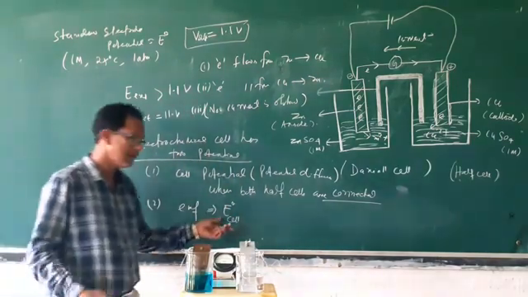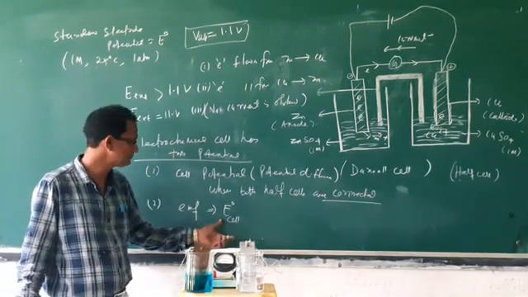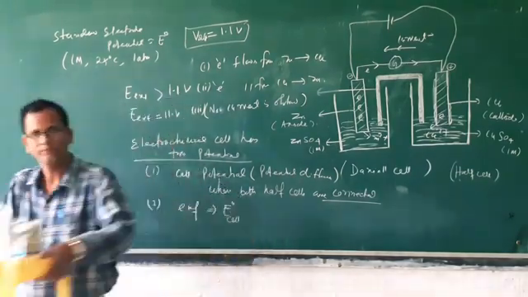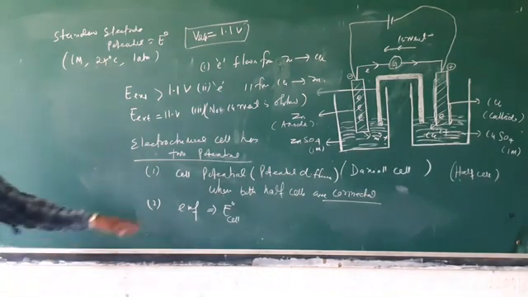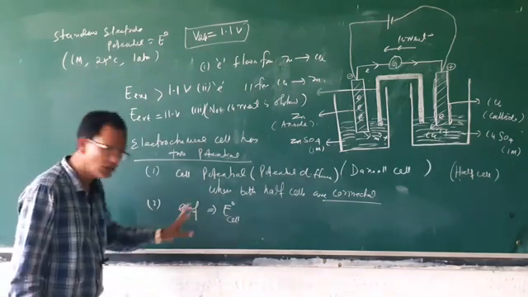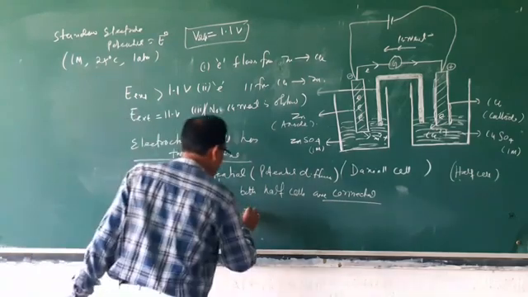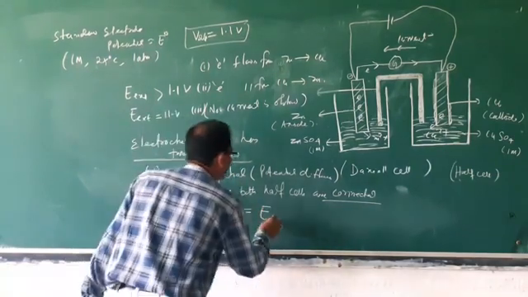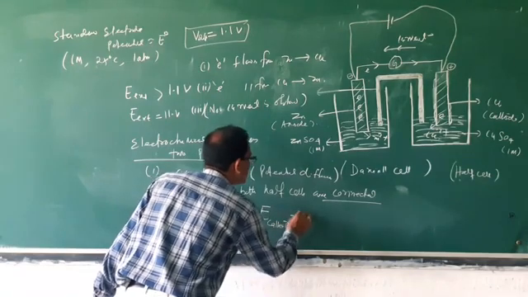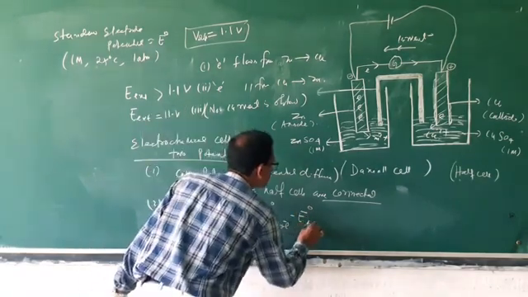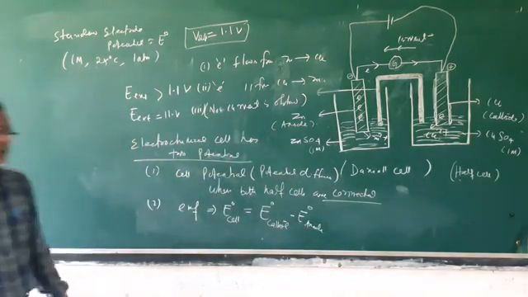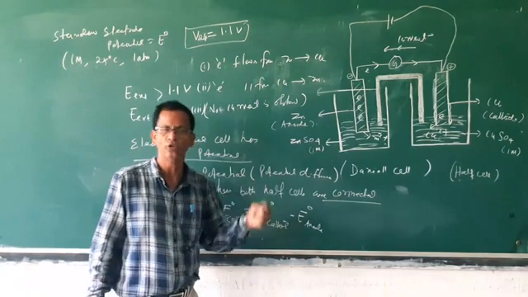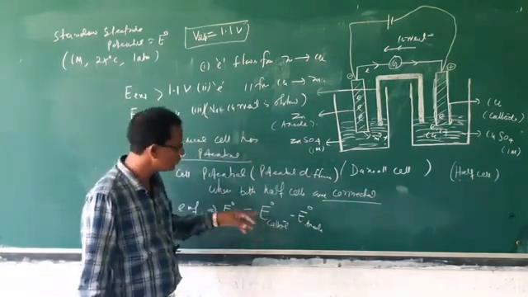What is the meaning of E naught cell? E naught cell, the electromotive force of that cell, is equal to higher potential minus lower potential. It is always E naught of cathode minus E naught of anode. Why E cathode minus E anode? Because the cathode has a higher tendency to accept electrons. The potential of the cathode is more, the tendency to accept electrons is more. That's why E cathode minus E anode.